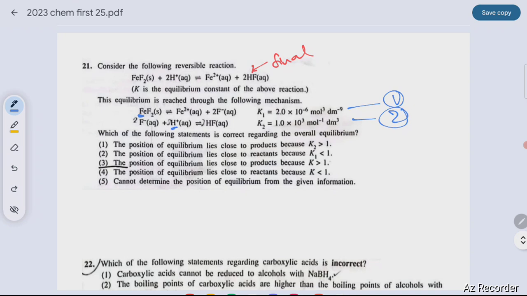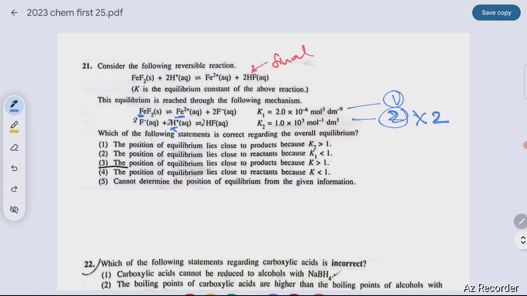This equation has H+. In order to make 2H+, I have to multiply this equation by 2. Then only I can get 2H+. Then Fe2+, 1 Fe2+. So here 1 Fe2+ is there. Then 2HF. So we are multiplying this second equation by 2. Therefore, we are getting here 2HF.